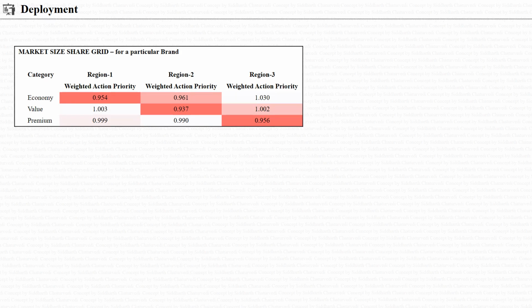Let us see how we can deploy market analysis using the framework we have discussed so far. The sales function is assessed for its performance by district, state or country. Sales personnel can start by assessing their performance using the market size share grid. This will identify the offerings that need attention and the priority of attention.